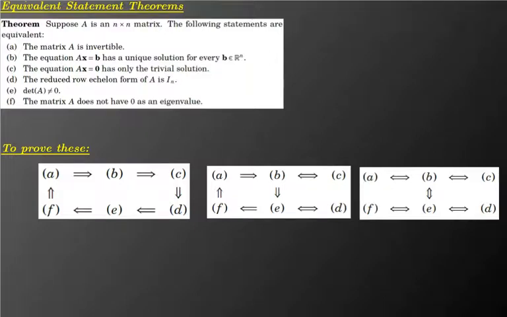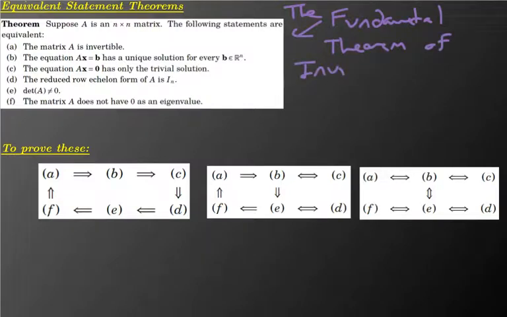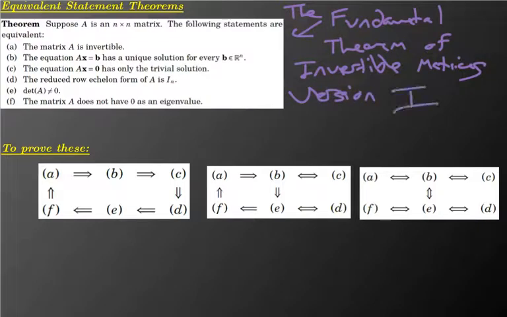Another style of proof that we're going to see this year, and this one's actually really, really big, is equivalent statements. Theorems is what I'm calling them. This is actually out of your proofs book, but it's also in your linear algebra book. I think this is technically the fundamental theorem of invertible matrices, version 1. Ooh, that's the name.